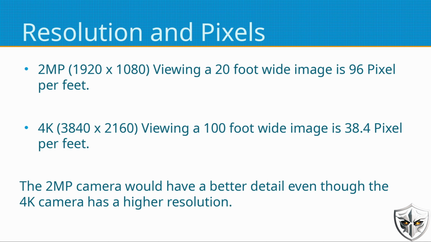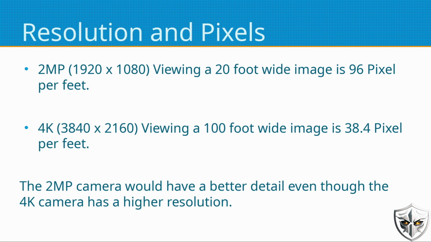However, if you have a 4K camera, which is, again, 8 megapixels, so it's 3840 by 2160, if you're looking at a 100-foot wide image, say a parking lot, you're actually only seeing 38.4 pixels per foot. So that means that even though your 4K camera is a higher resolution camera, the detail that you're getting out of the camera image is actually better from the 2 megapixel. So you have to really consider not just the resolution of the camera, but also the field of view and the area of coverage that the camera is looking at to make sure that you're getting enough pixel density to have a high clarity, high detail image if that's what you need.